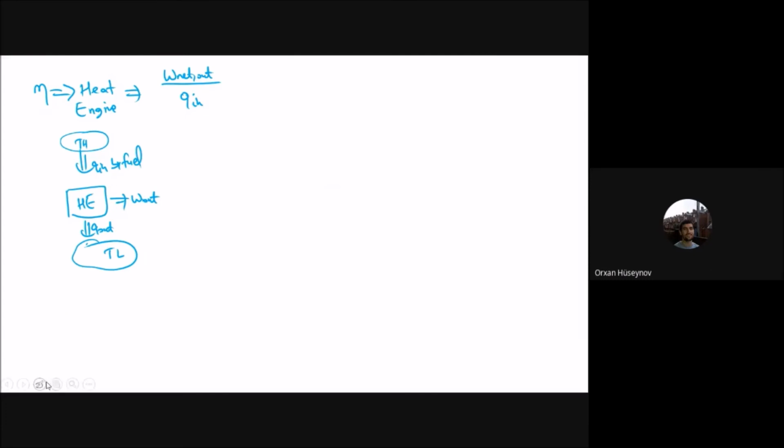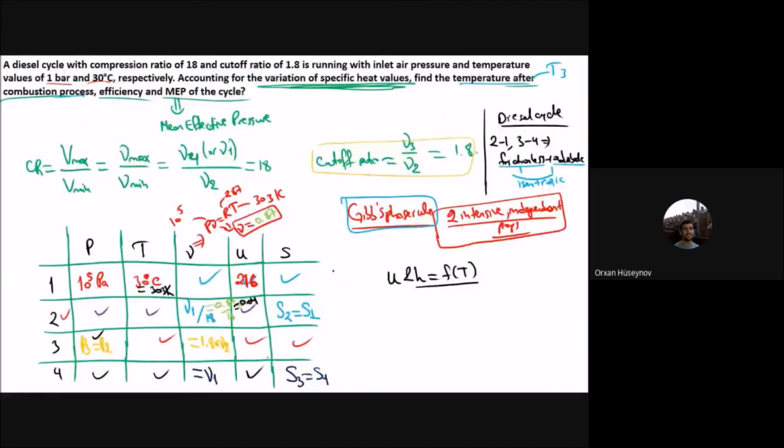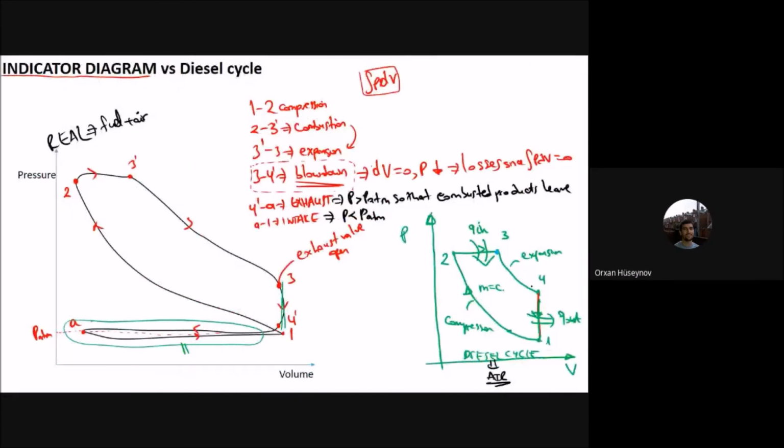Now let's do that for our case. The work net out here will be equal to the work of the expansion process minus the work of the compression process, divided by Q in. The work of the expansion process, going back to the chart, is internal energy at 4 minus internal energy at 3. The compression process will be internal energy U2 minus internal energy U1. That is the application of the first law.